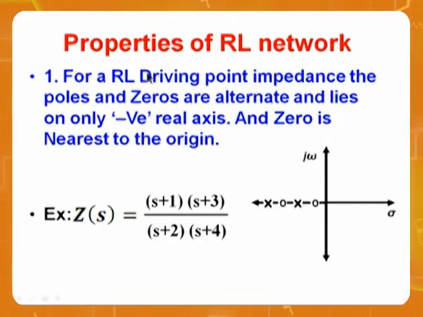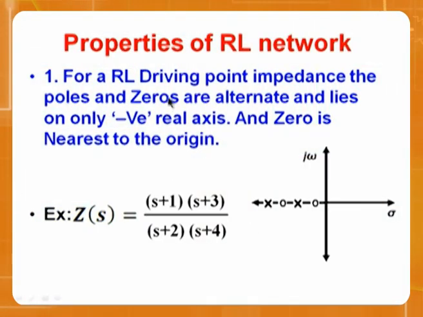Then properties of RL network. For an RL driving point function, the poles and zeros are alternate and lie on the negative real axis, just like the previous. The only difference is the zero is nearest to the origin. You see that? The zero is nearest to the origin. That means S equal to -1, S equal to -3, you have zeros; -2 and -4 you have poles. So poles and zeros are alternating. We call it interlacing. Whether you hear the word interlacing or alternating, both are the same.